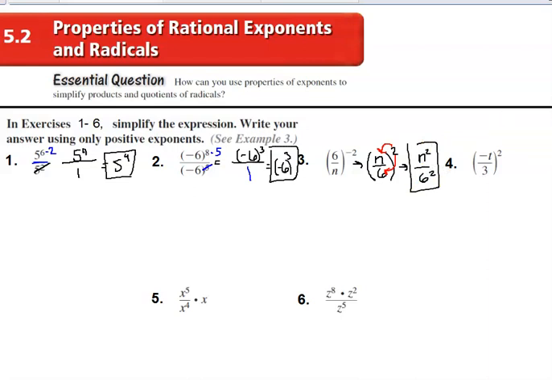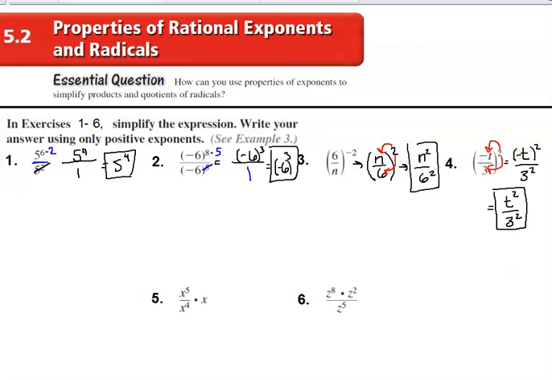For number 4, the exponent is positive, so I don't need to flip anything over. I just go ahead and put the 2 on top and on bottom. I end up with negative t to the power of 2, which ends up being just t squared, because a negative times a negative is a positive, over 3 squared. So this would become t squared over 3 squared. Again, negative times negative, or negative to the 2nd power, just becomes positive.